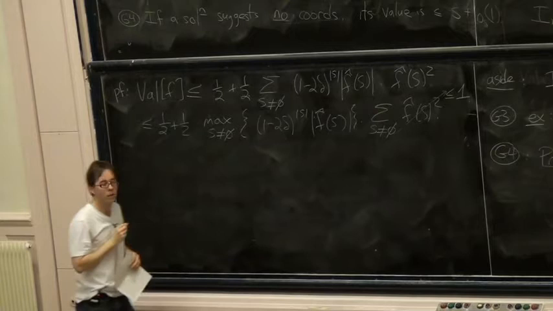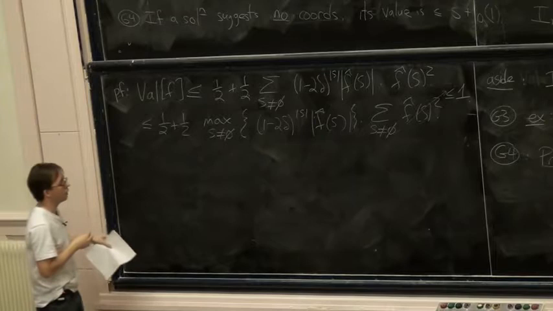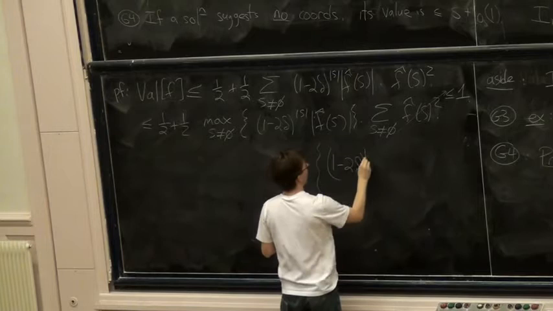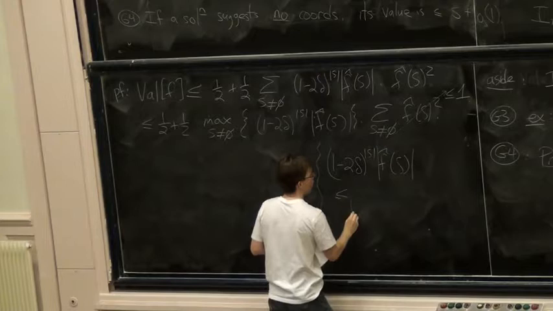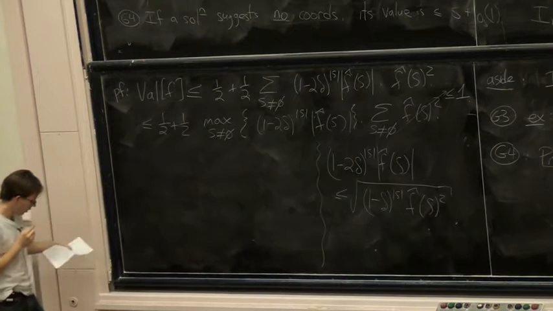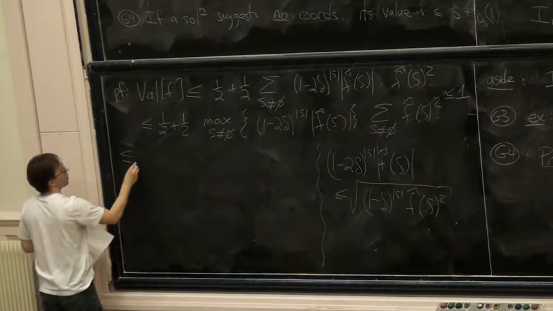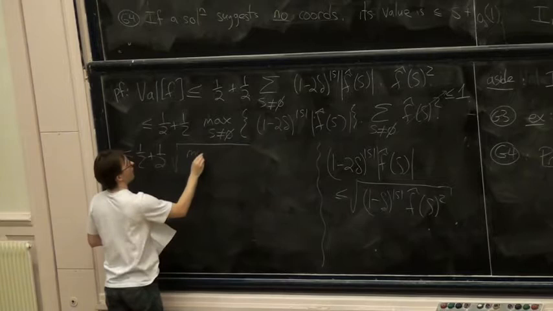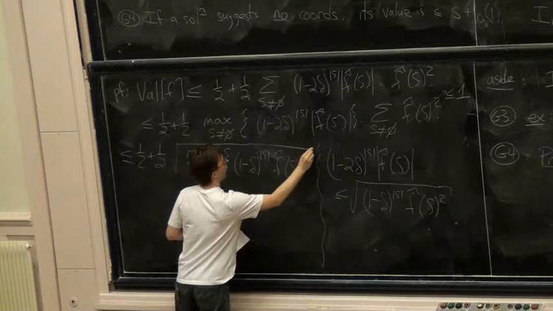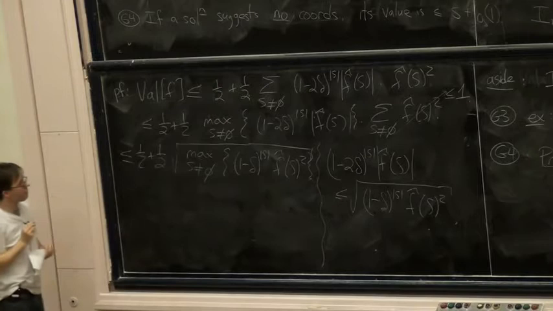Now what will I do? I'll make a little observation here, which is that 1 minus 2 delta to the cardinality of s times the absolute value of f hat s is at most the square root of 1 minus delta to the cardinality of s times f hat s squared. Therefore, this is at most half plus a half times the square root of the max over s not equal to the empty set of 1 minus delta to the cardinality of s times f hat s squared. Okay, this is just some arithmetic.